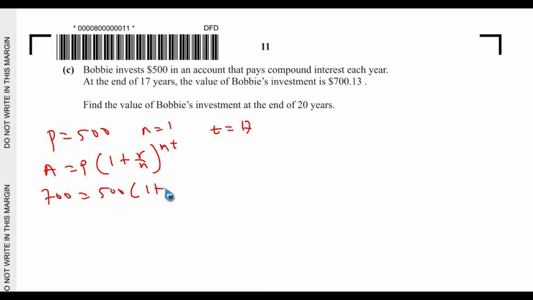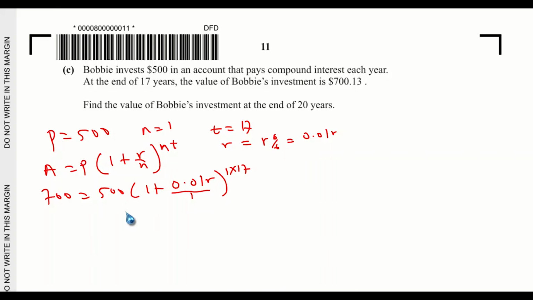1 plus, so the rate, we don't actually know the rate, but we can say that the rate R is equal to R percent. So R percent is the same as 0.01R. Let's write this very well, R percent. So for the R now, I'll just put 0.01R here, then over n, which is 1, all raised to 1 multiplied by 17.